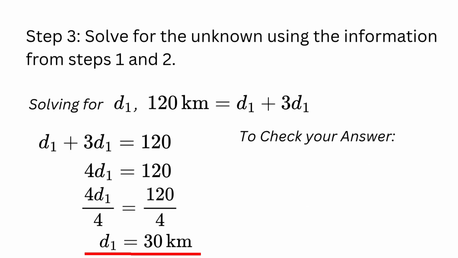Okay, so now if you ever want to check your answer, in case you're by yourself or you're in an exam or you don't have the teacher around, a good way to check if your working out is correct is to substitute d1 equals 30 kilometers back into the main equation here. So let's do that. We substitute d1 equals 30 into the equation. So we've got 30 plus 3 times 30. We evaluate that and we get 120. So this proves that this calculation is correct and the actual distance is correct also. So there you have it.